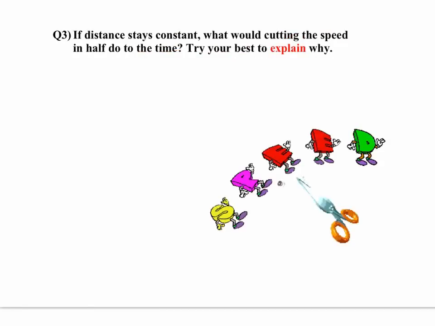And the last question is just a practice question, trying to make you think about the speed equals distance divided by time equation. So, if the distance stays constant, what would cutting the speed in half do to the time? So I would like to think about it two different ways. If you look at the equation itself, speed equals distance divided by time, well, if we keep the speed in half, or cut in half, this side of the equation, the left side, is going to be half as big, which means that because of this equal sign in the middle, we need the right side to be half as big too.